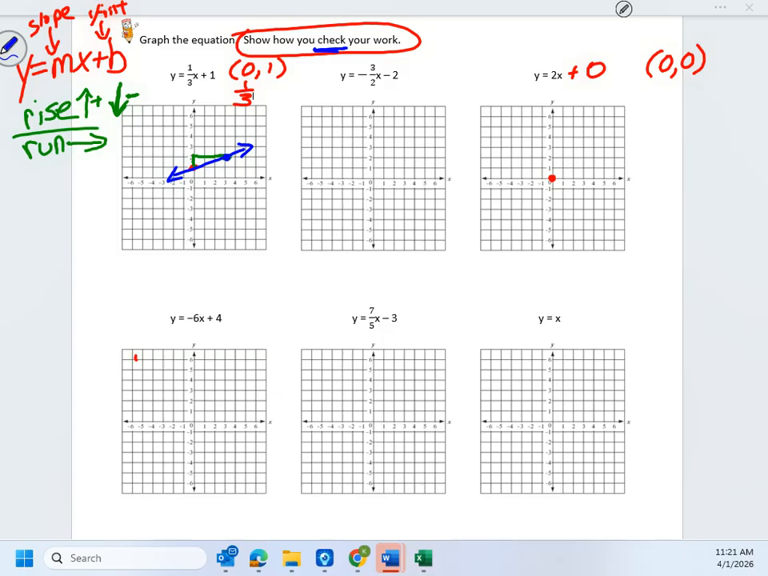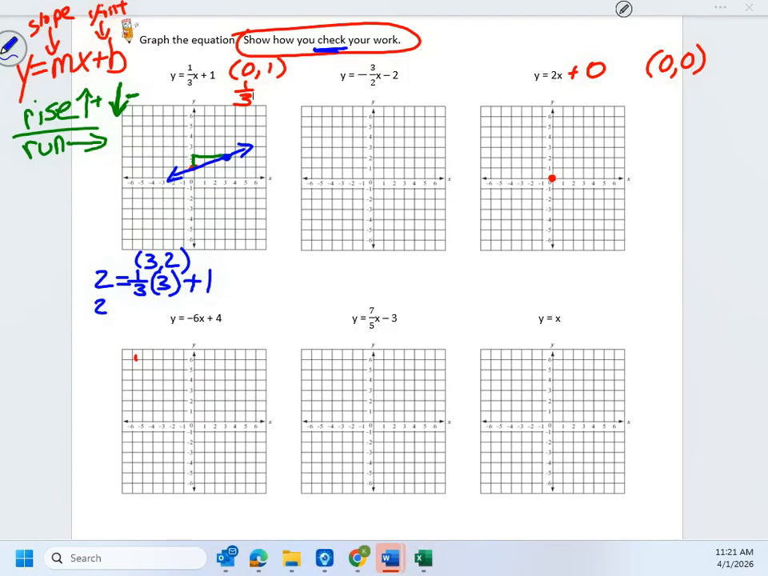So the point that I drew right here, my x is 3, my y is 2. So I'm going to plug in that x and y into my equation. So my y is 2, so 2 equals 1/3 times my x plus 1. And we're gonna see if 2 equals 2. So we're gonna do the math and see if we get a 2 here.